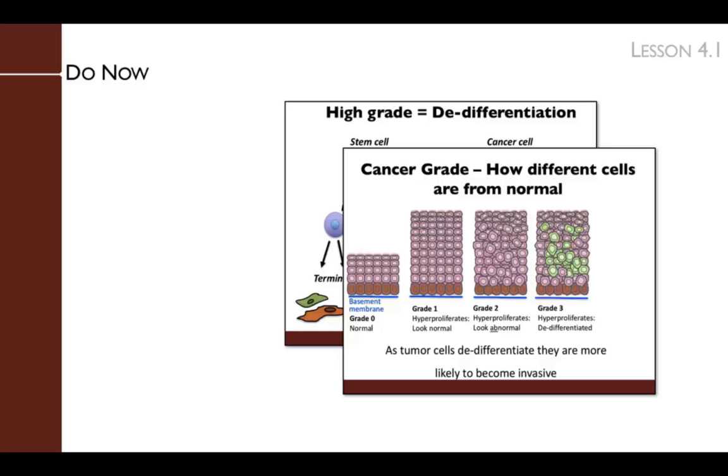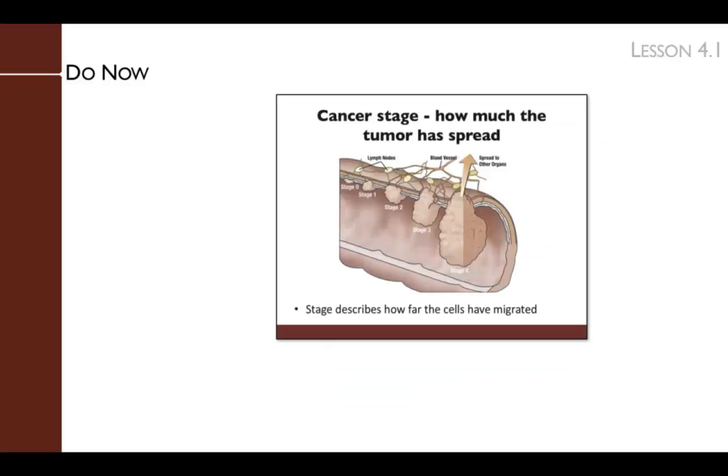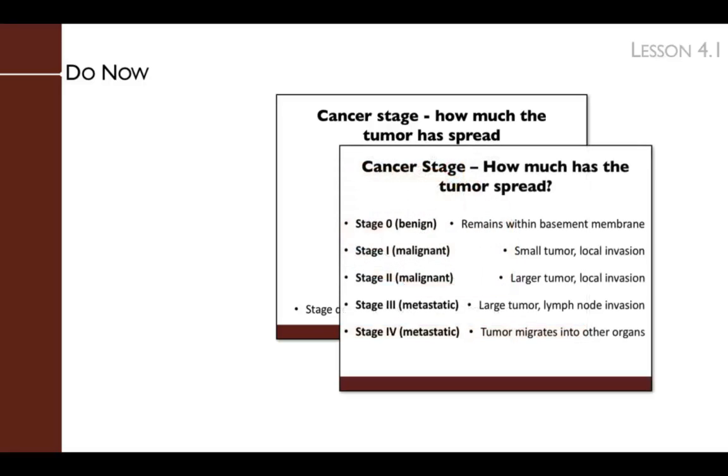Note that until now, we have classified tumor cells while looking at them in one location, their site of origin, because they have not yet migrated beyond the basement membrane. Next, we turn to classifying the tumor cells based on the extent to which they have spread. The tool we use for this is called cancer stage, and this describes how far the cells have migrated through the bloodstream.